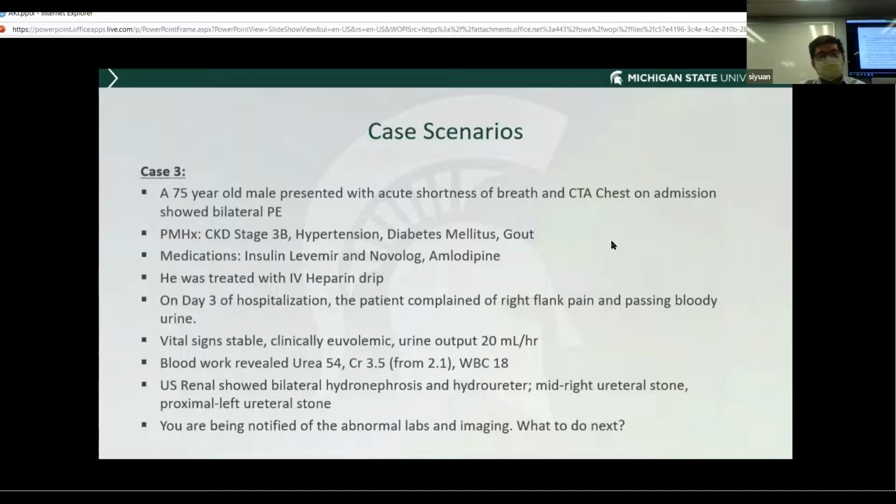So you're thinking, is this obstruction? Because among the 5 common causes of AKI in a patient, you want to rule out obstruction. So you did an ultrasound of the kidneys, which shows bilateral hydronephrosis, hydroureter, and bilateral ureteral stones. So at this point, what would you do? Does anyone want to run through your thought process and how you would approach this case?